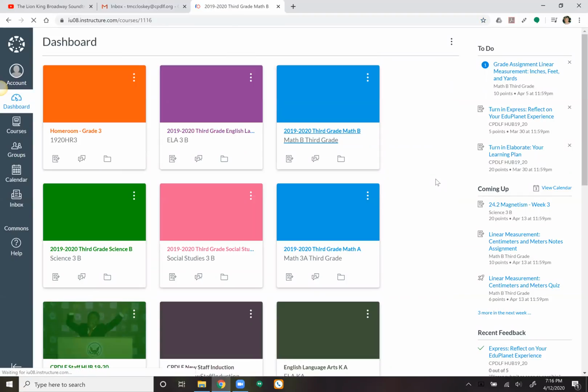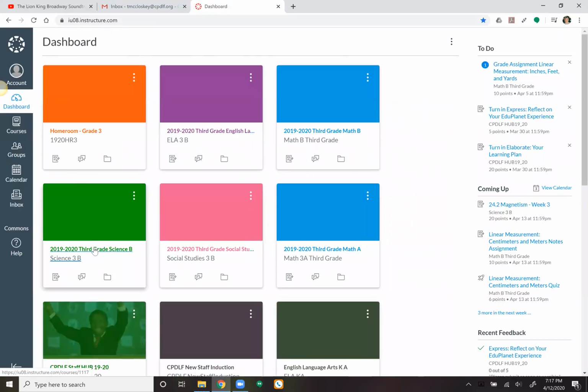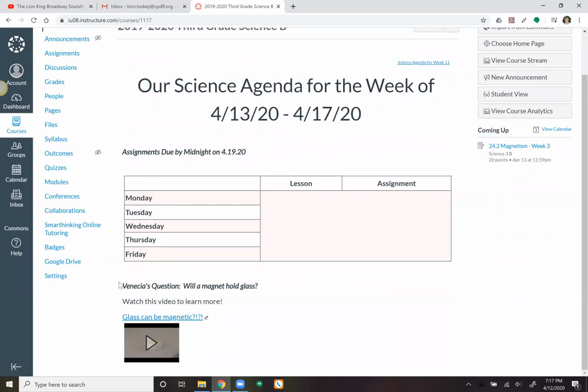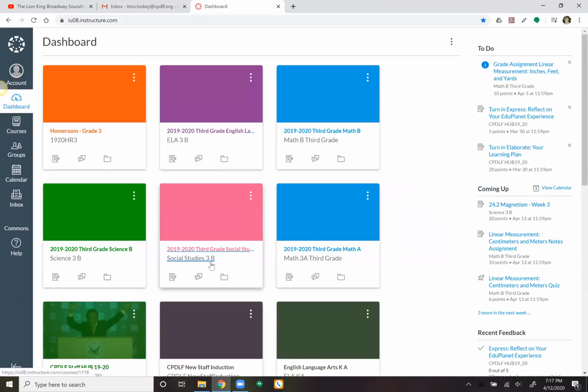And then my Math B friends, taking a look at that. You'll do your lesson on ounces and pounds on Tuesday with your notes assignment, practice Wednesday, Thursday, quiz on Friday. Science, we are taking a break this week. We do not have science. However, Venetia asked for week 3's science, will a magnet hold glass? Well, I could not find an exact answer to your question, but I found glass can be magnetic, and there is a really cool demonstration on that video. So check that out, Venetia and friends. It's something really cool. That was a great question, V.